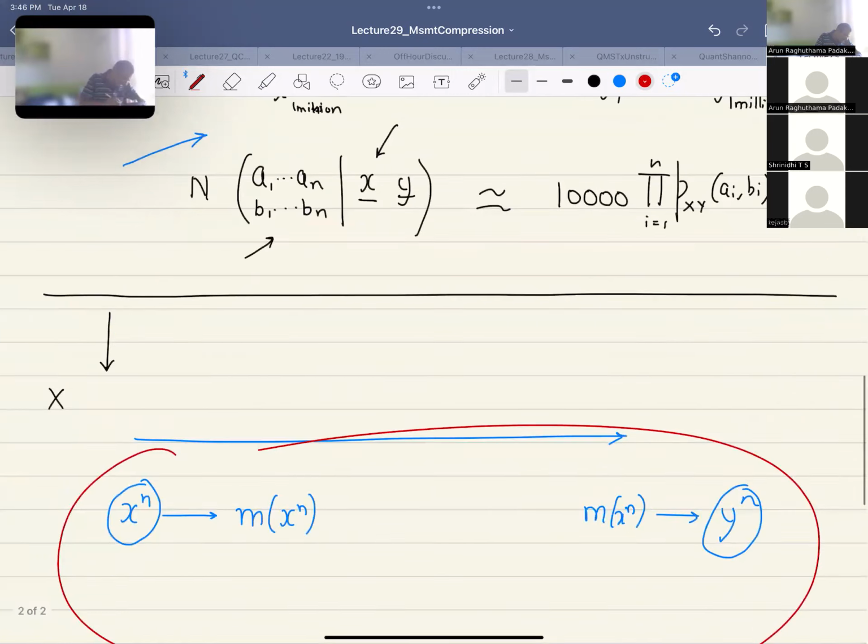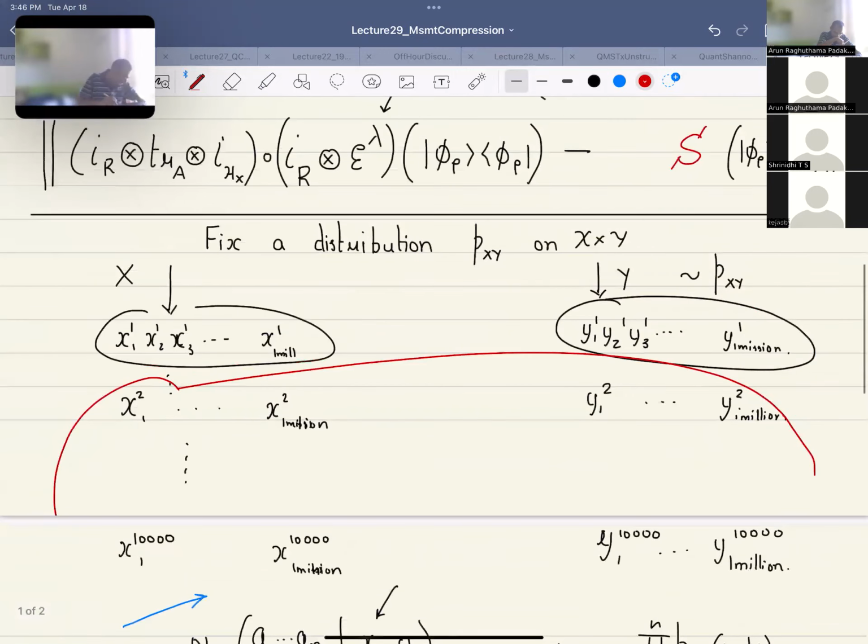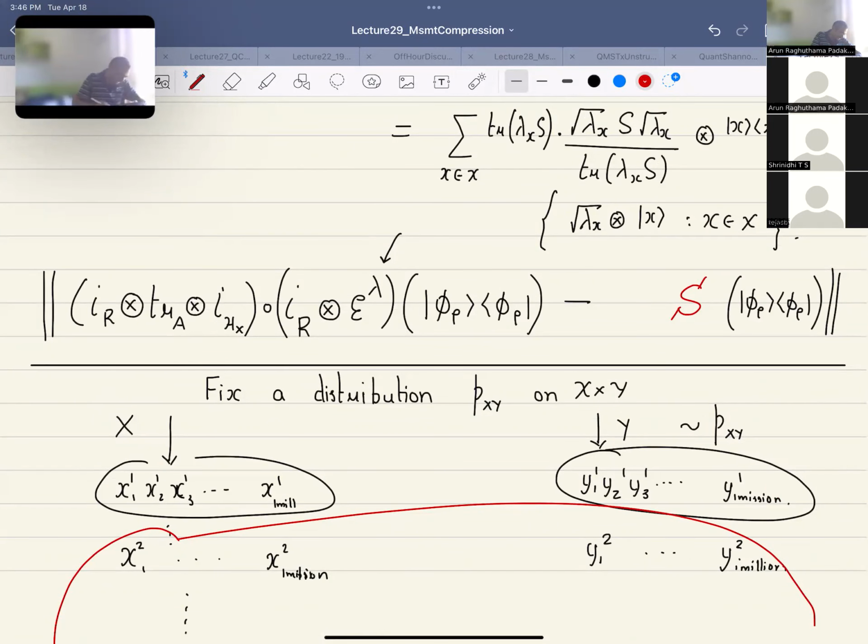You might wonder why I'm relating the two. It turns out these two problems are very closely related. I mean, one is a classical version of the quantum counterpart.